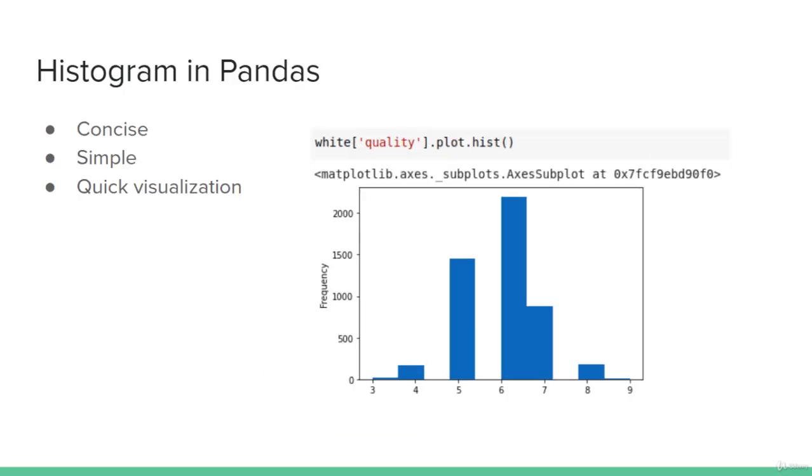We wrote about a couple of lines of code just to plot a histogram, but plotting histograms in pandas is quite concise, simple, and quick, because we will just call one function. We will select the column we want to visualize, call the plot function, and in the plot function we will call the histogram function, and in this way we will quickly visualize the distribution of the quality feature.